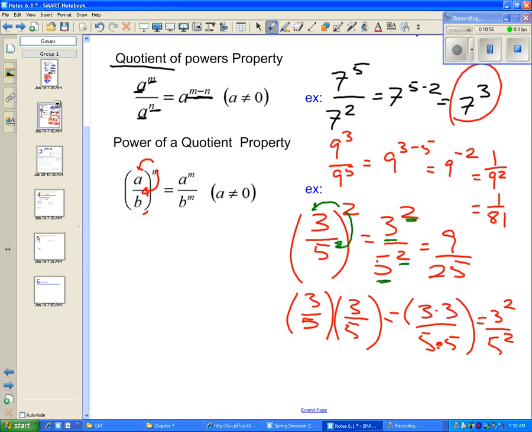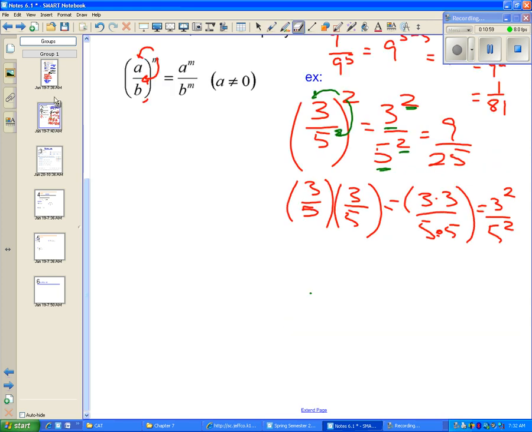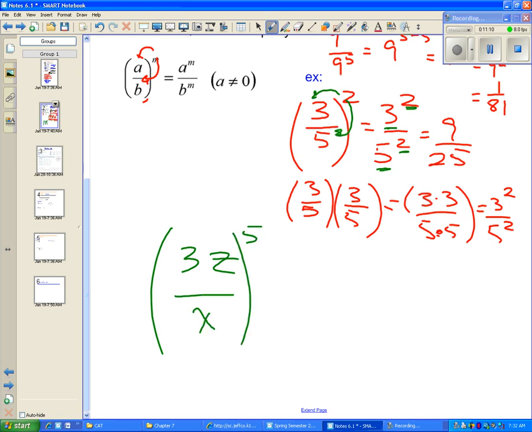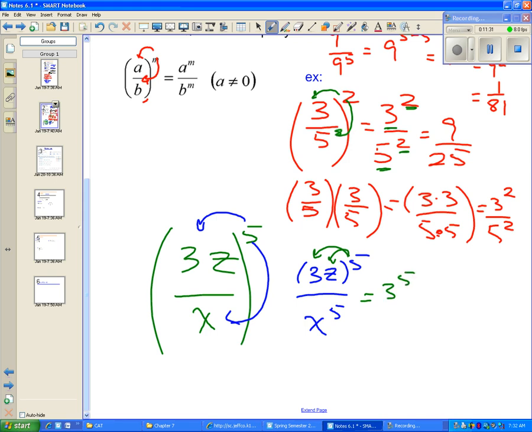And then you can kind of combine these ideas. So, how would I combine this? Well, if I had something like 3z over x all to the 5th power, I'm going to be doing two things. That 5th power can be distributed to the numerator and the denominator. So then I get (3z) to the 5th over x to the 5th. But then that 5th can be distributed in here, and I get 3 to the 5th times z to the 5th over x to the 5th.